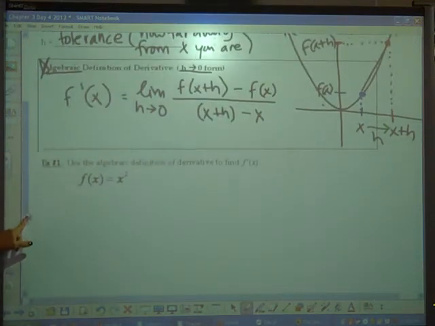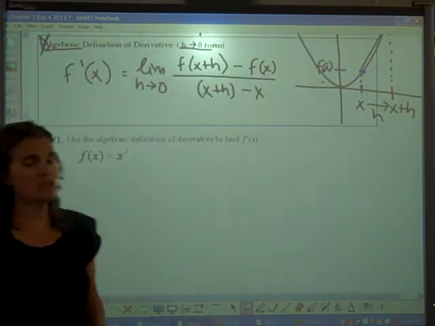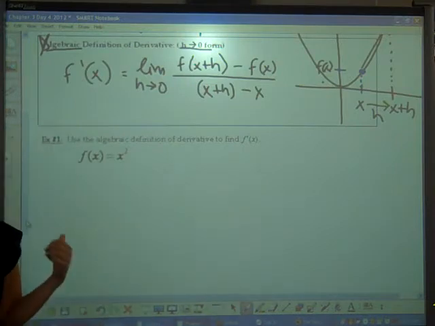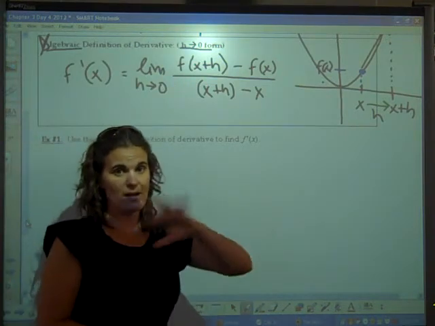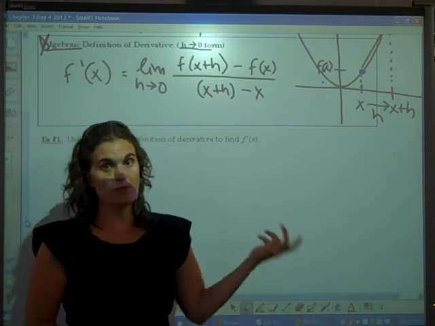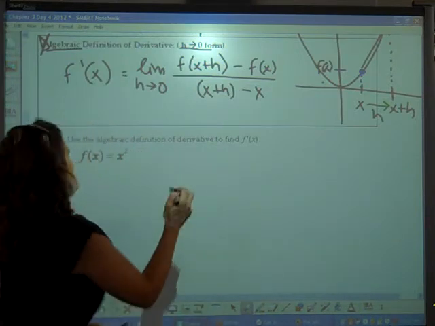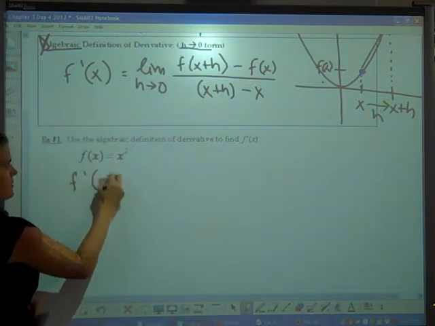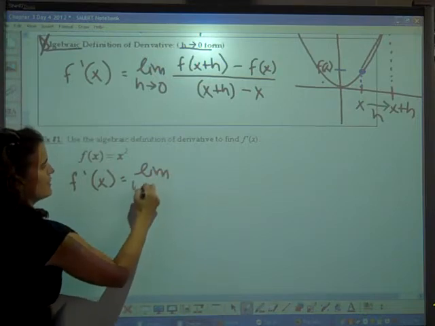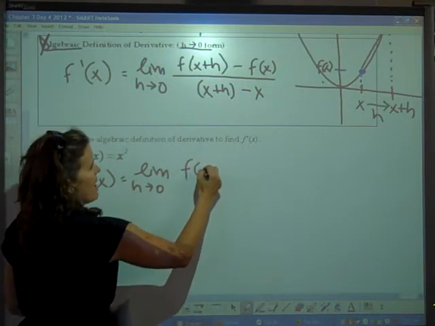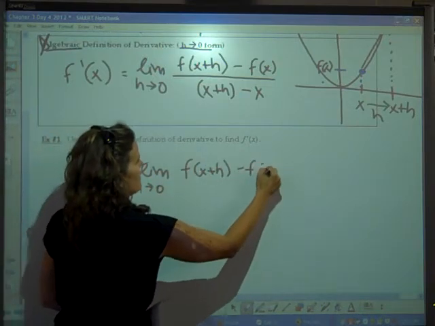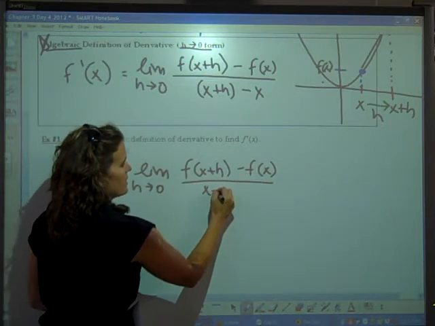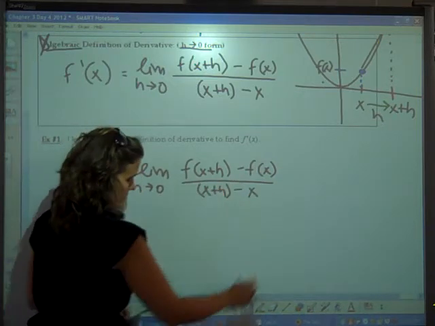So let's go ahead and just try this out. We're going to use the algebraic definition to find f prime. Okay, so if those are what the instructions say, please write out the definition every time, and then use that definition to find your derivative. So definition is this, that f prime of x will equal the limit as h approaches 0 of f of x plus h minus f of x all over x plus h minus x.